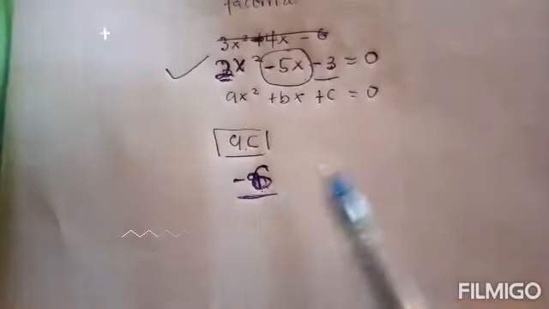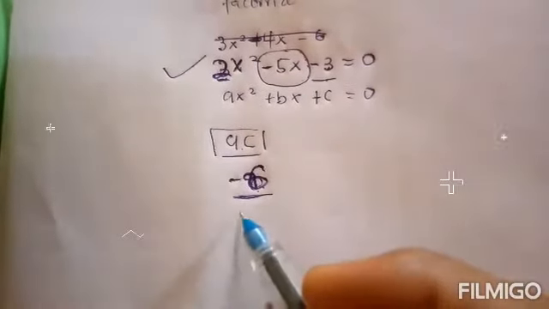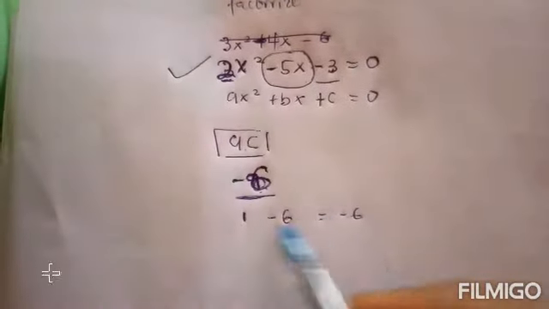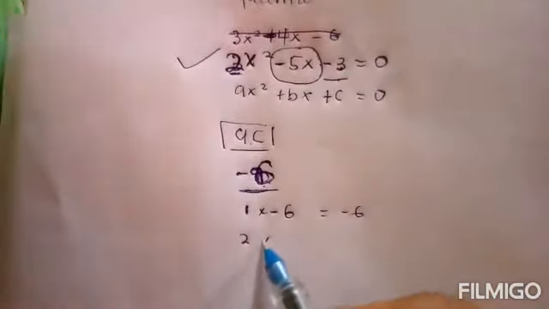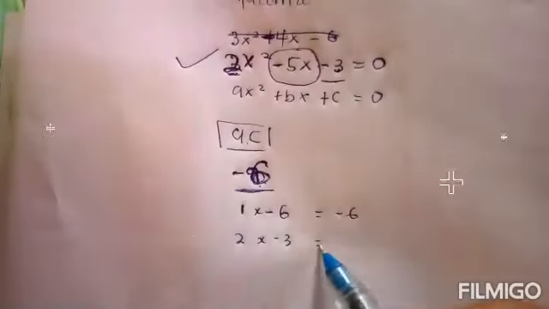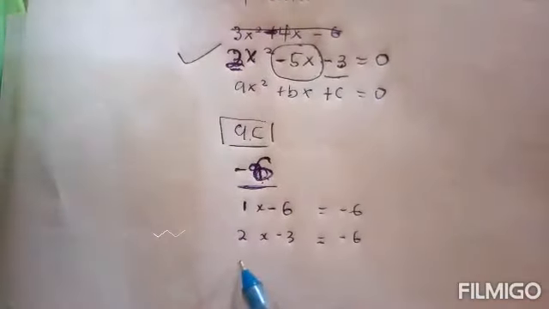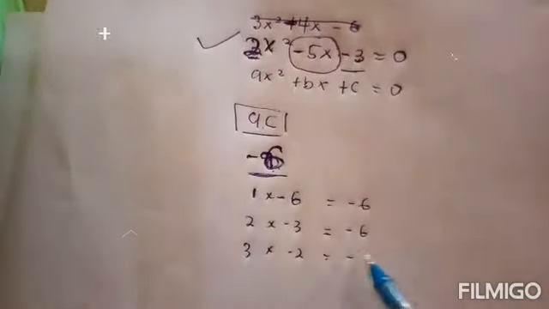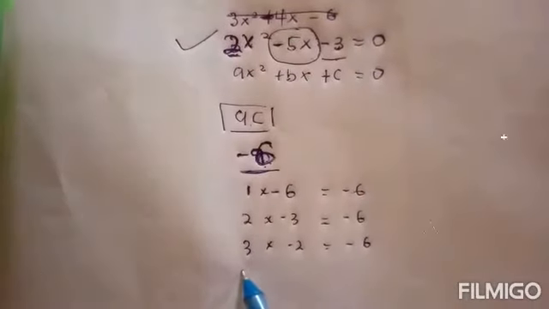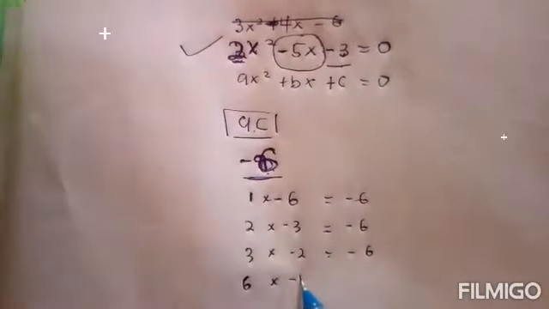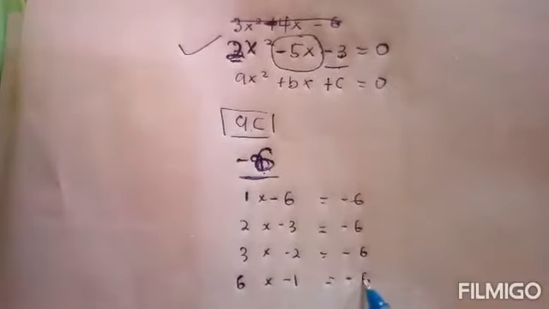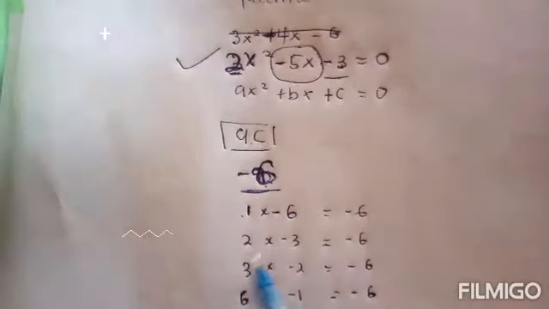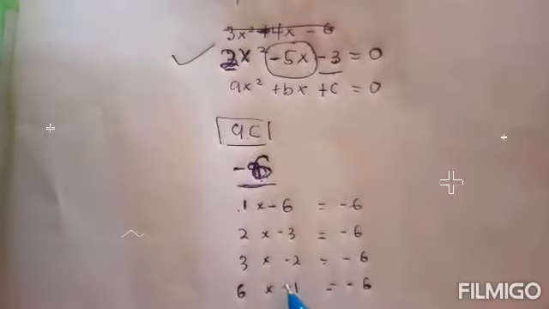What are the factors of minus 6? Let's write the factors of minus 6. When you take 1, it will be multiplied by minus 6 to give you minus 6. When you take 2, it will be multiplied by minus 3 to give you minus 6. When you take 3, it will be multiplied by what? Minus 2 to give you minus 6, right? When you take 6, it will be multiplied by minus 1 to give you minus 6. You understand? So all these numbers are factors, okay? These are the factors of minus 6.